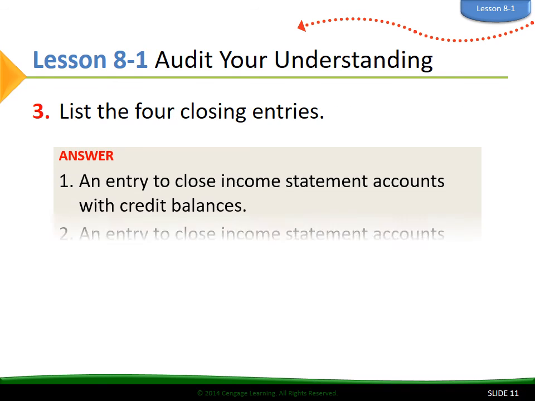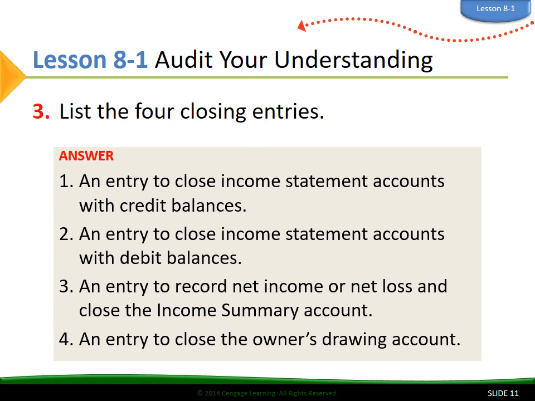And then the four closing entries. The first thing you have to do is close the income statement accounts with credit balances. So the only balance you're going to see on the income statement that has a credit balance is going to be sales. Okay? And then number 2, if they have a debit balance, you're going to close out your expenses. So just talking about these two, this is where the income summary first comes into play.